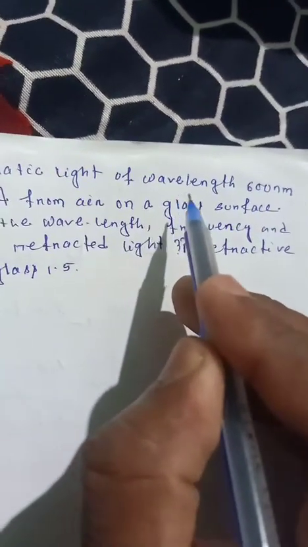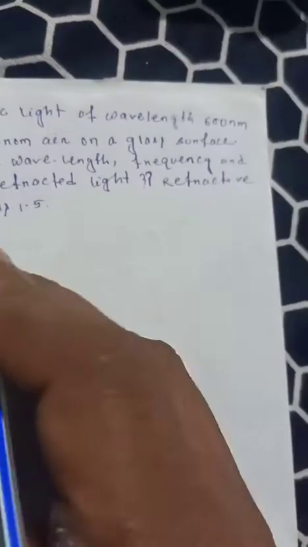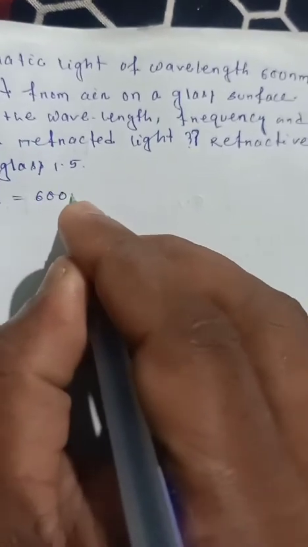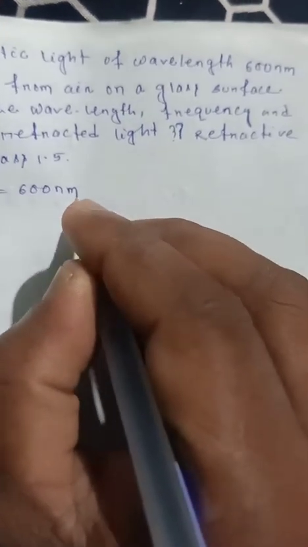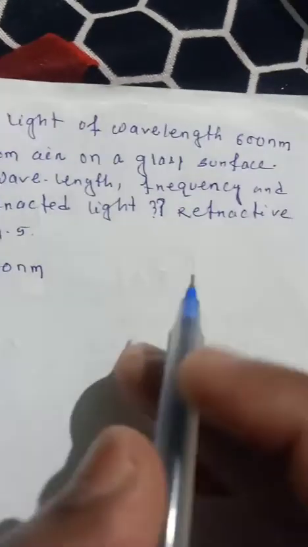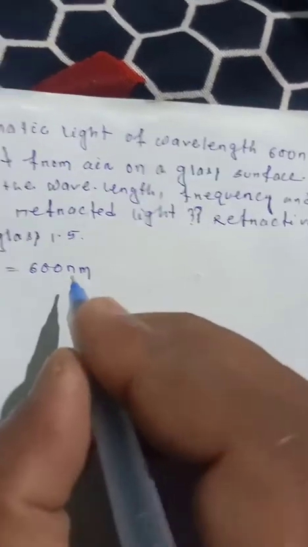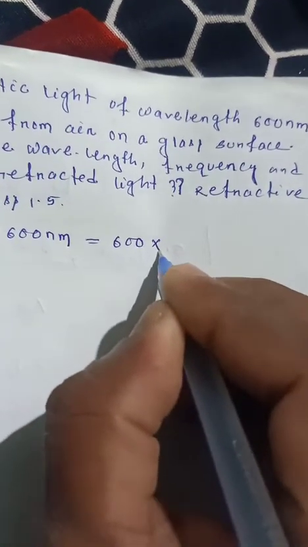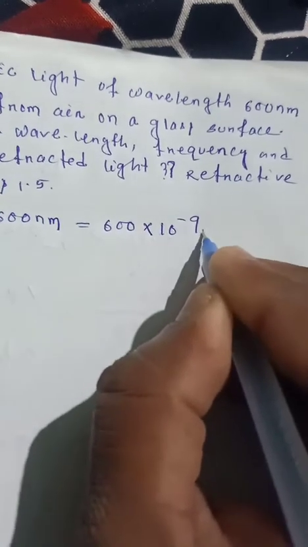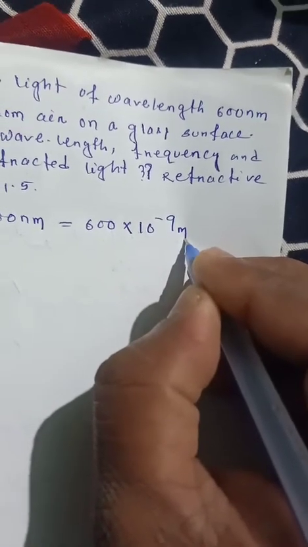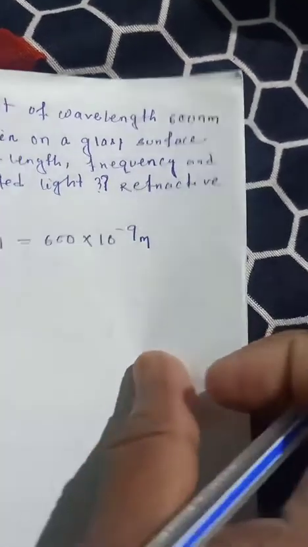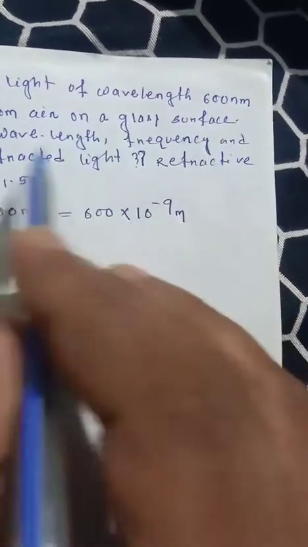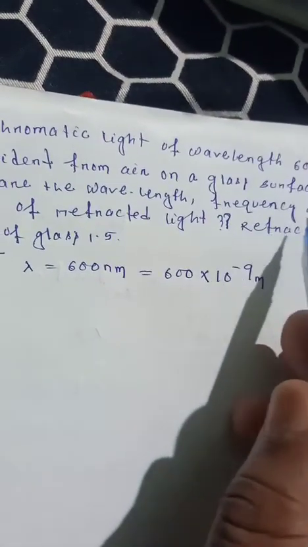So the monochromatic light has wavelength lambda equal to 600 nanometer, which is 600 into 10 to the power minus 9 meter, and it is incident from air on the glass surface. What are the wavelength, frequency?